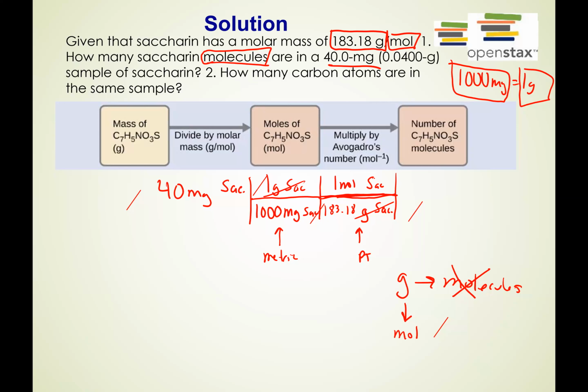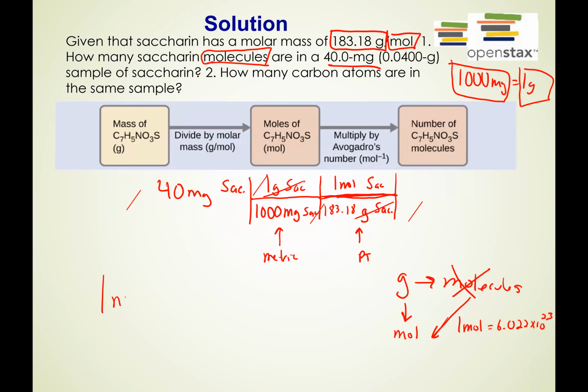Did they ask for moles? They did not. They asked for molecules. How do we go from moles to molecules? Can we go from moles to molecules? We can. 1 mole of anything is 6.022 times 10 to the 23 of it, right? So that's our Avogadro's number.